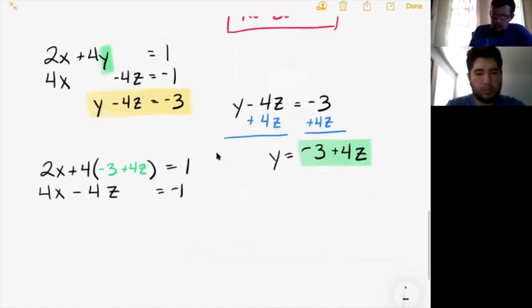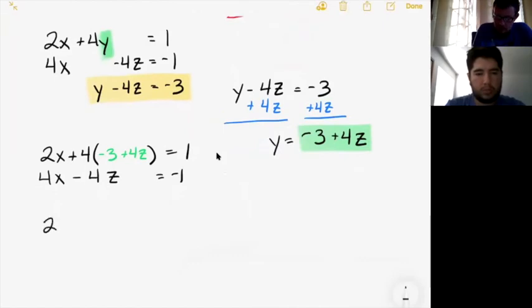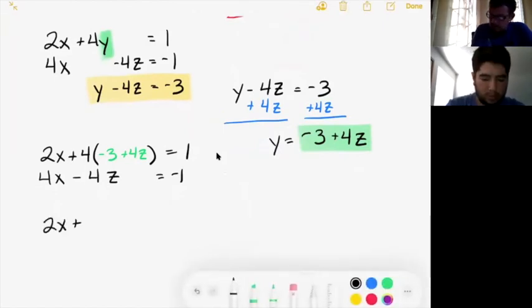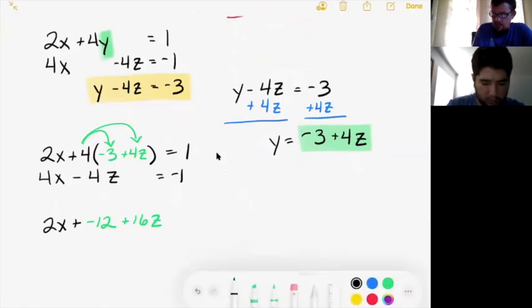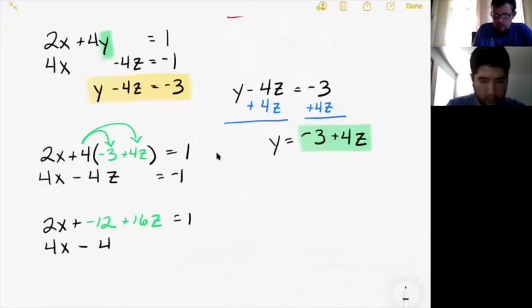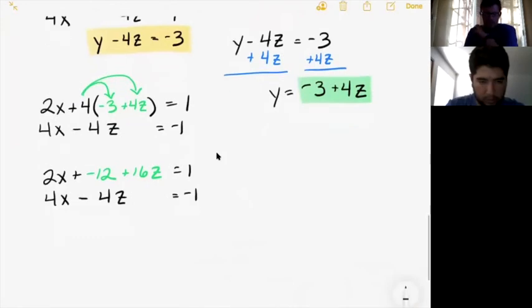So real quick, we're going to distribute the first problem. So we'll have 2x plus, and then we'll do 4 times -3, which is -12, and 4 times 4z, which is a positive 16z, equals 1. And the bottom equation will stay the same. Those don't look quite like they're lined up. It looks like the first one has that extra minus 12 in it. What should we do about that?